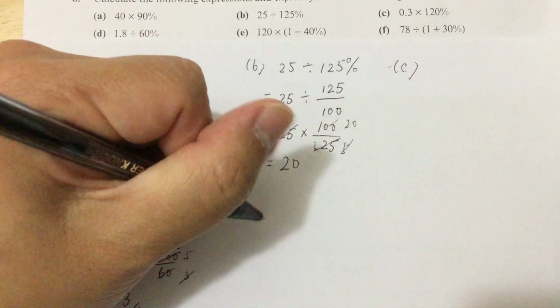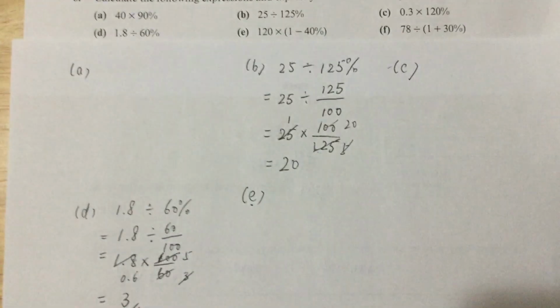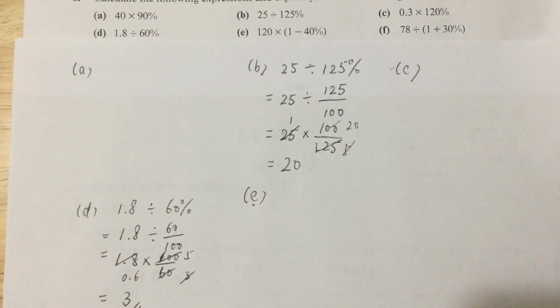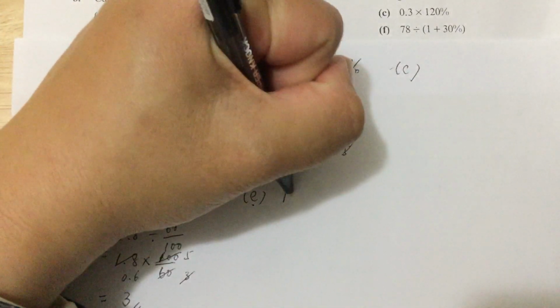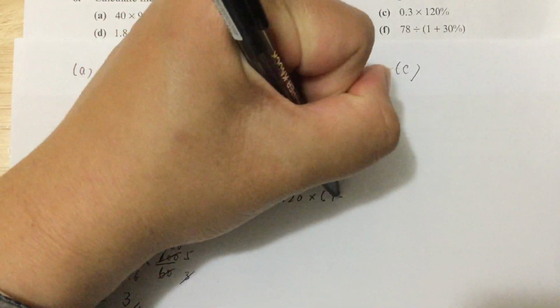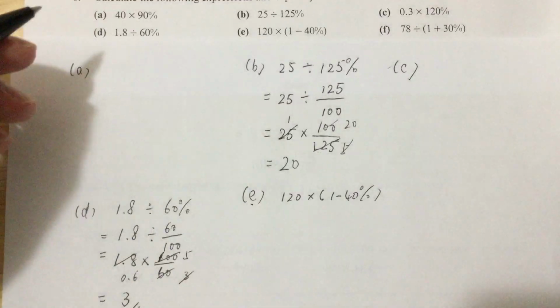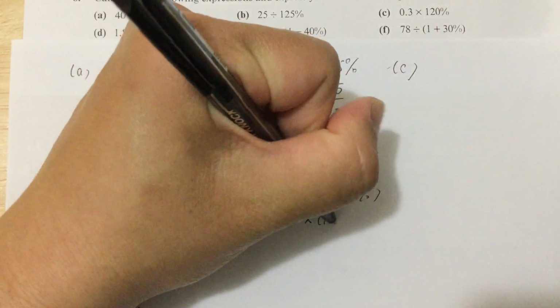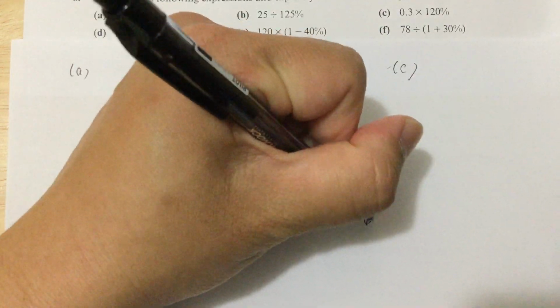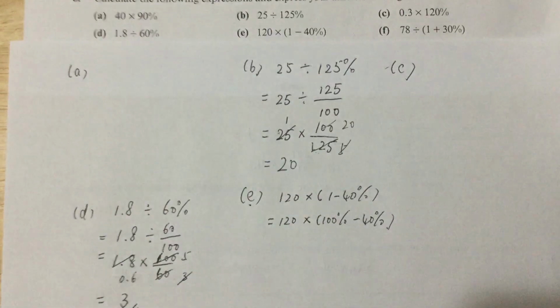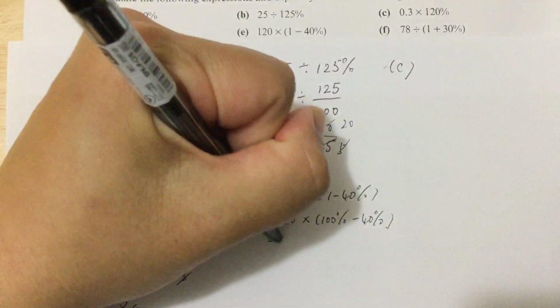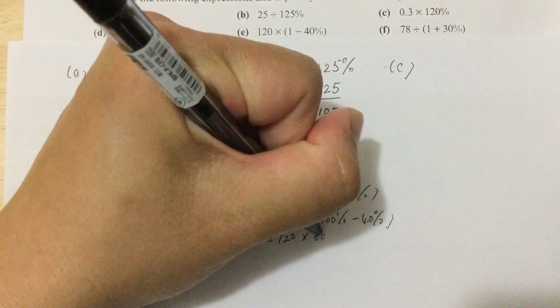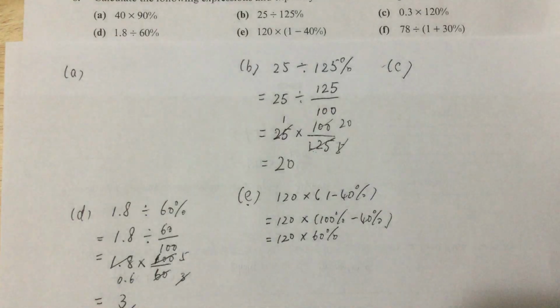Okay, now we will go to part E. Part E is 120 times 1 minus 40%. Okay, now I've told you that you can change it to 100% minus 40% before you do it. And then 120 times 60%. So you have something like this.